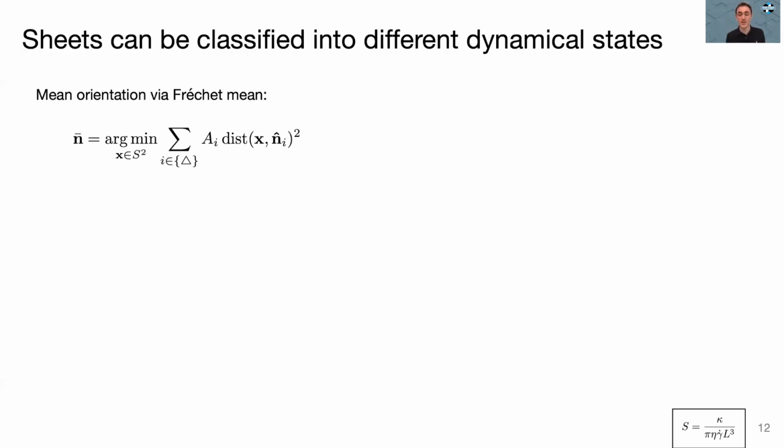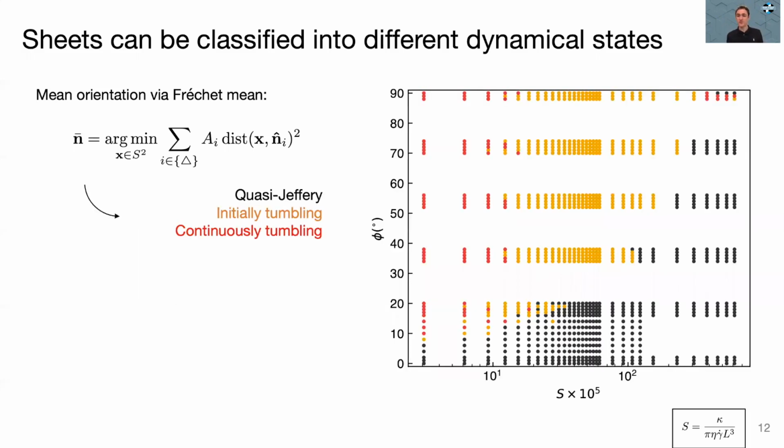In looking at the mean orientation over time, we can classify trajectories into those that are incredibly close to Jeffrey orbits in black dots here, those that initially tumble but eventually reach the stable flat state after long times, shown in orange, and those that continuously tumble and crumple and never stop tumbling for as long as we observe them in red. And so this state diagram, again, is a function of S, and on the y-axis, it's a function of the initial orientation.